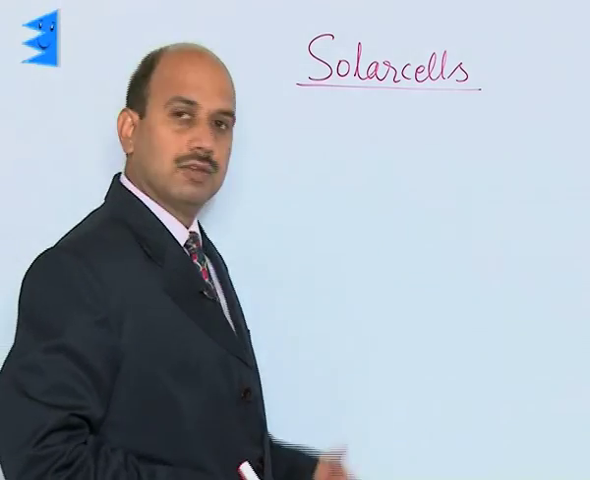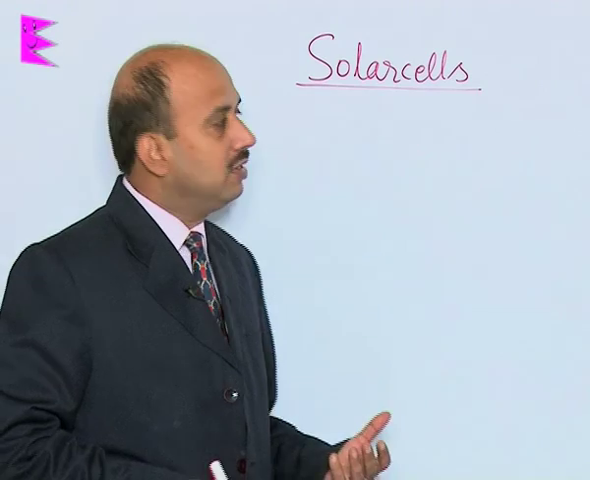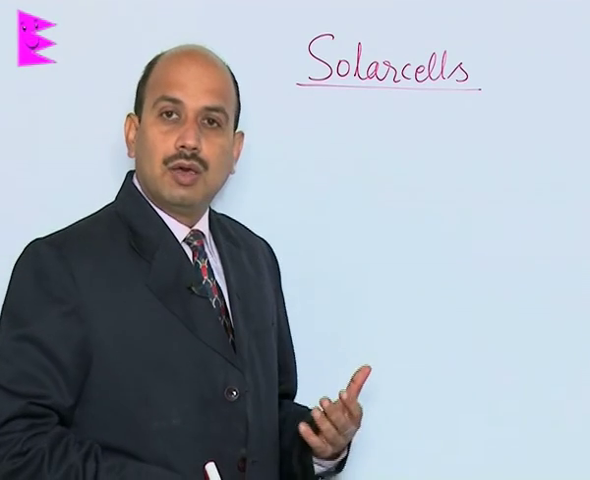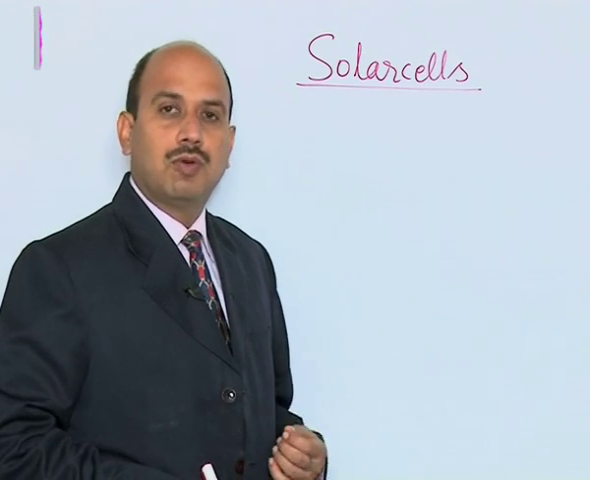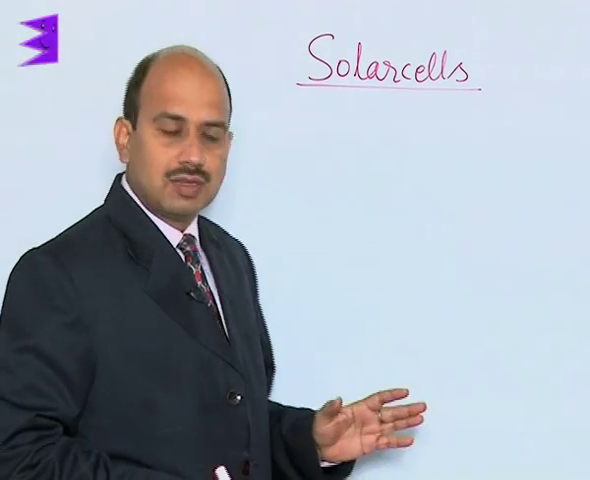Now see here, solar cells. Solar cells are also a PN junction diode, but they are made for special purposes. It means these diodes actually work on the principle of the photovoltaic effect. So, in solar cells no biasing is done.